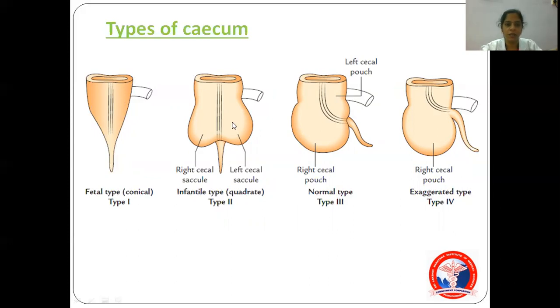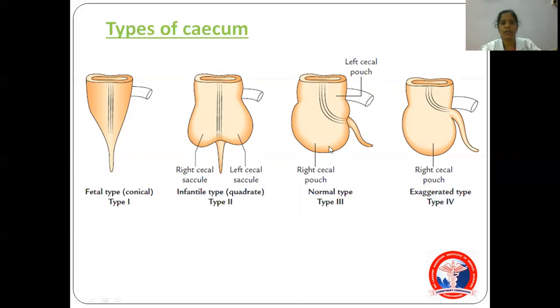The next type is also called the infantile type or type 2 cecum. It is also called the quadrate type. You can see it is quadrate in shape. You can see 2 sacules on either side, the right cecal sacule and the left cecal sacule.